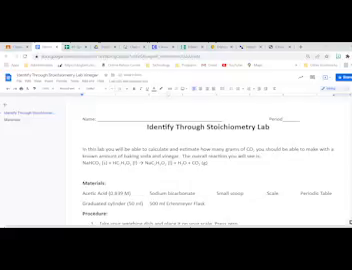Okay, and here is our worksheet. I'm going to bring it a little closer so we can actually see it together. All right, so here's our worksheet. It says in this lab you will be able to calculate and estimate how many grams of CO2 you should be able to make with a known amount of baking soda and vinegar.